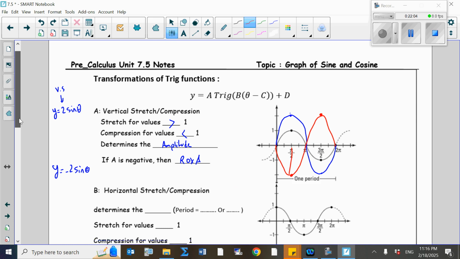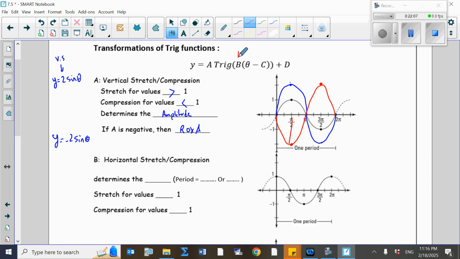Okay, the next thing that could happen to your function is when you multiply the theta by a value. So that's basically something that is happening to the x. So that's going to be a horizontal stretch or compression. We know that anything that happens inside to the x value is going to act opposite. That means if the value is less than 1, you're going to have a stretch. If the value is greater than 1, you will have compression. So this function will be horizontally stretched or compressed. It's going to change the period of the function.